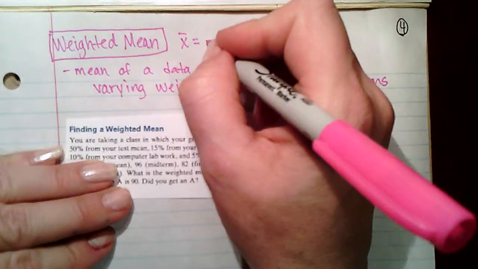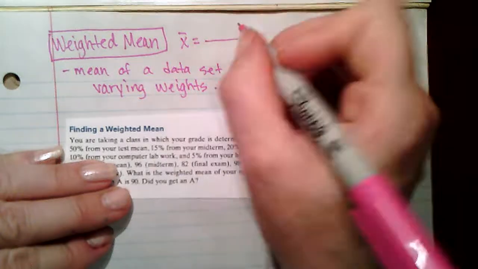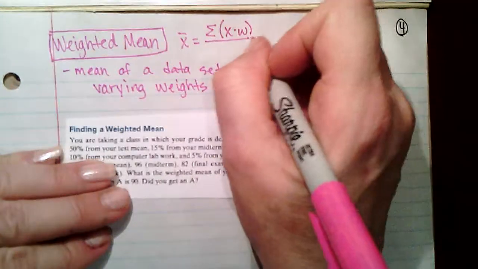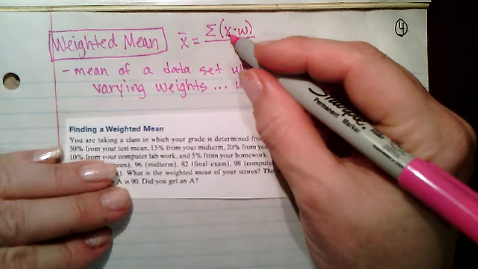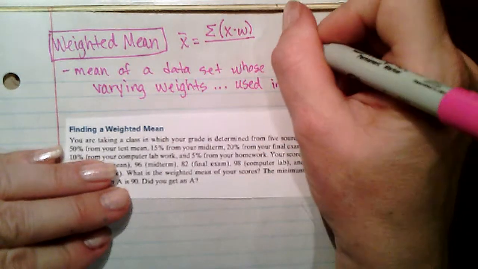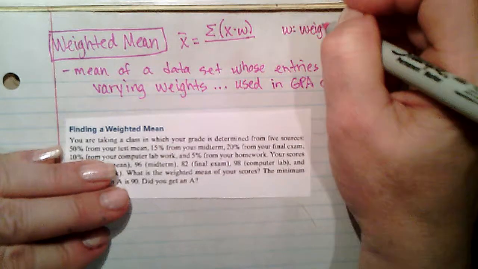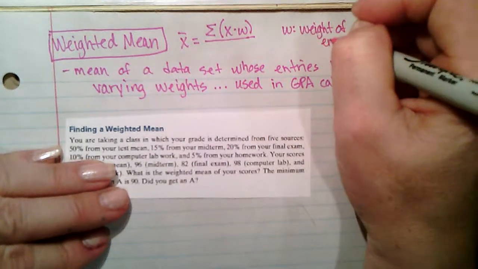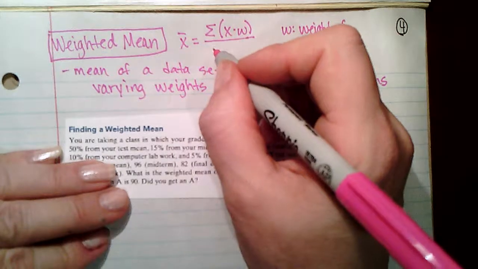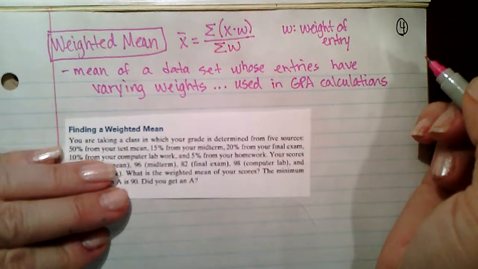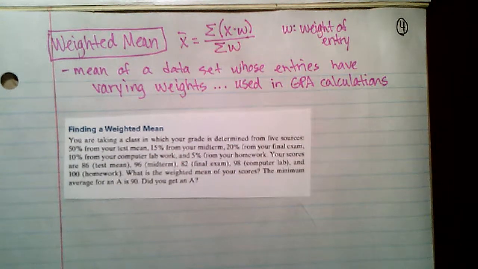So to find weighted mean, there's a formula. It's the sum of X times W. So we've seen X. X is the data values. W we haven't seen before. It is the weight of the entry. And then it's divided by the sum of the weights. So we'll practice on this one and then we'll do a GPA example.